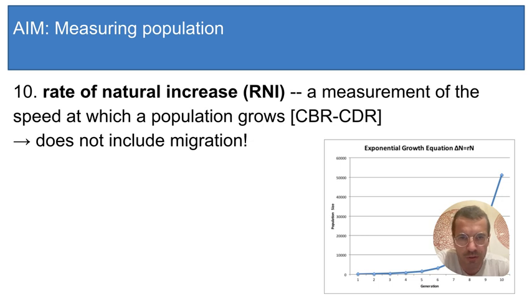The second thing that I want you to be careful about is thinking that a low RNI means low growth. The rate of natural increase is expressed as a percentage, and it's always going to be a low number, like 3 or less. But population growth is exponential, and an RNI that looks low, like 3%, is actually really rapid population growth. Let me show you why.